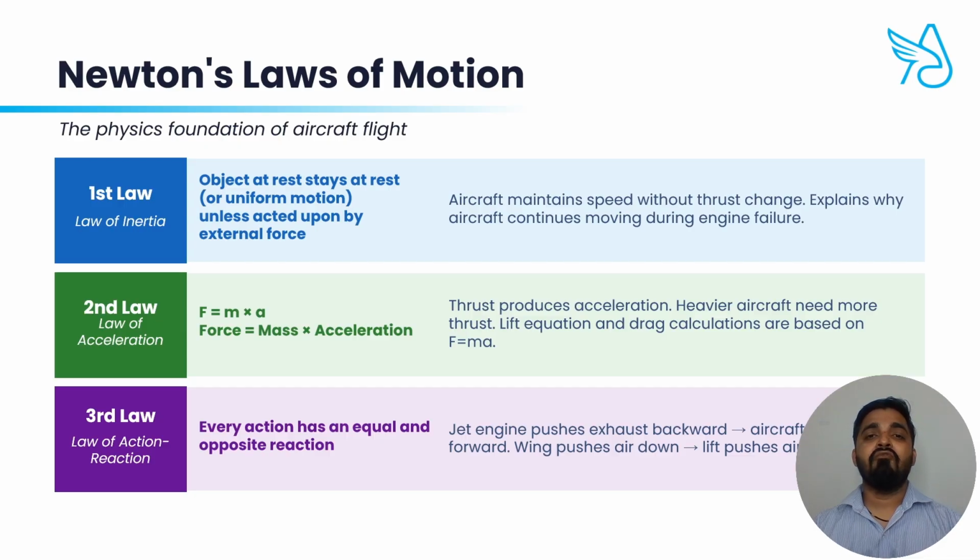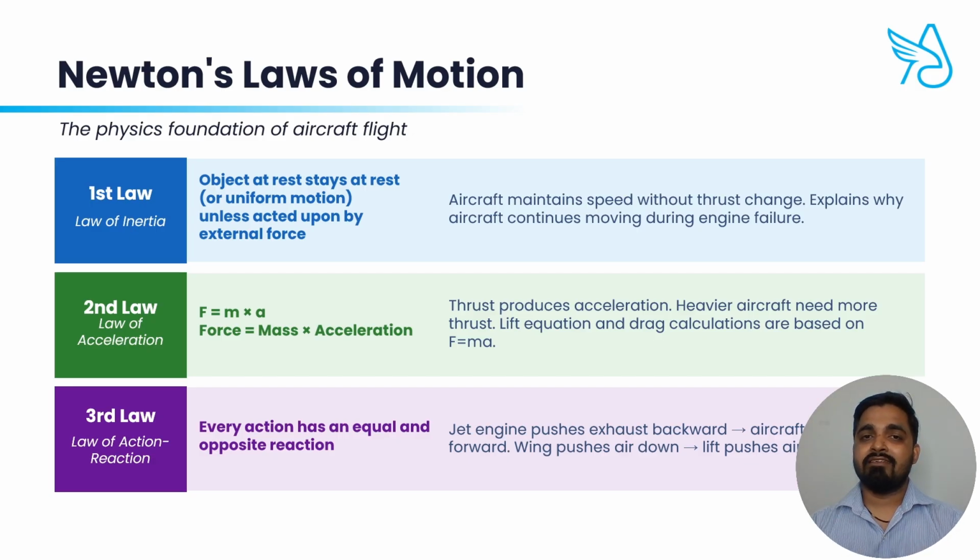In aviation, once the aircraft is cruising, it wants to keep going at the same speed. It will only slow down once drag acts on it. This is why when an engine fails in an aircraft, the aircraft doesn't immediately fall down, it starts gliding forward because of inertia. Newton's second law of motion states that force equals mass times acceleration.